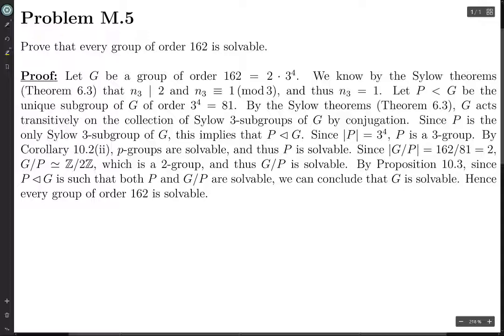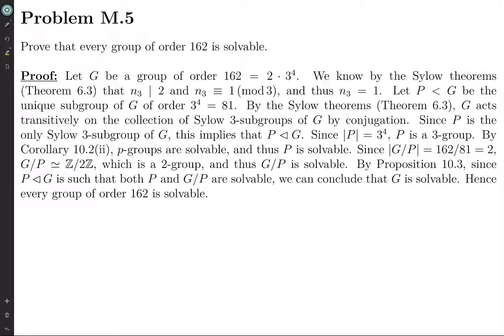Anyways, Sylow theorems tell us that n_3 must divide the product of the factors that don't involve 3, and so that's just 2, and it's also equivalent to 1 mod 3. So what possible numbers are there? Not a lot. The only one is 1. So then there is only one Sylow 3-subgroup, and we'll call it P. P is the unique Sylow 3-subgroup, and it has order 3 to the 4th, which is 81.